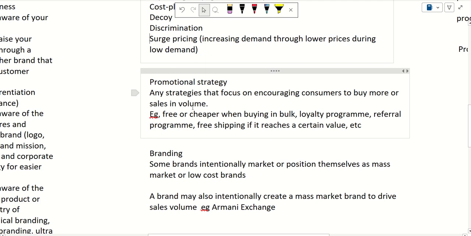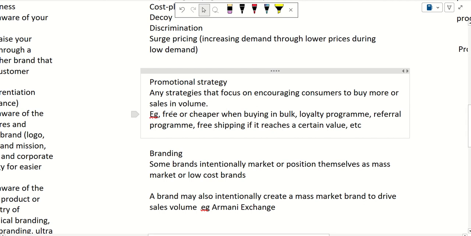All right. Promotional strategies. Any strategies that actually focus on encouraging consumers to buy more is the promotional strategy that you want to use. So you notice that I actually excluded AIDA in this. Of course, AIDA is also important in terms of raising the awareness of maybe the promotion that's ongoing now, on the interest and desire and therefore the action.